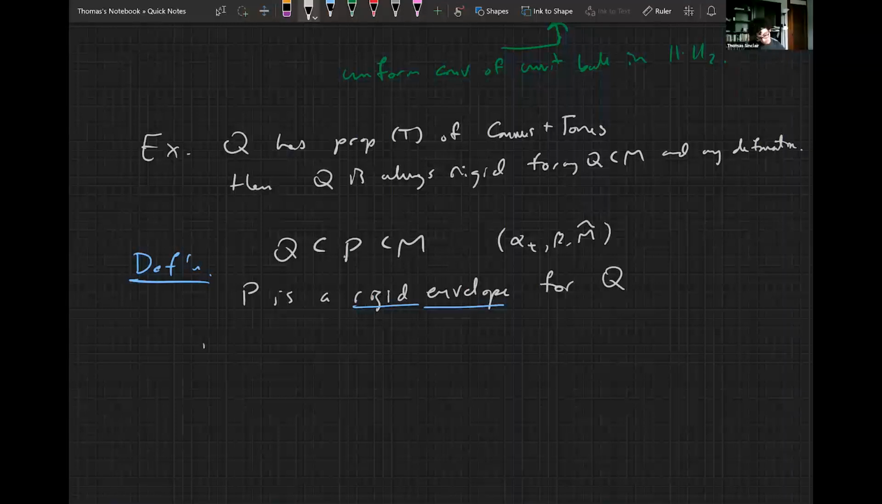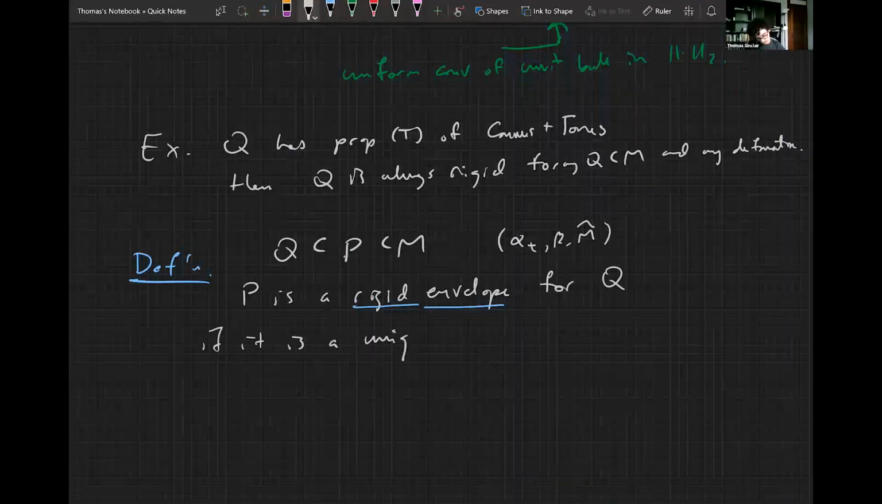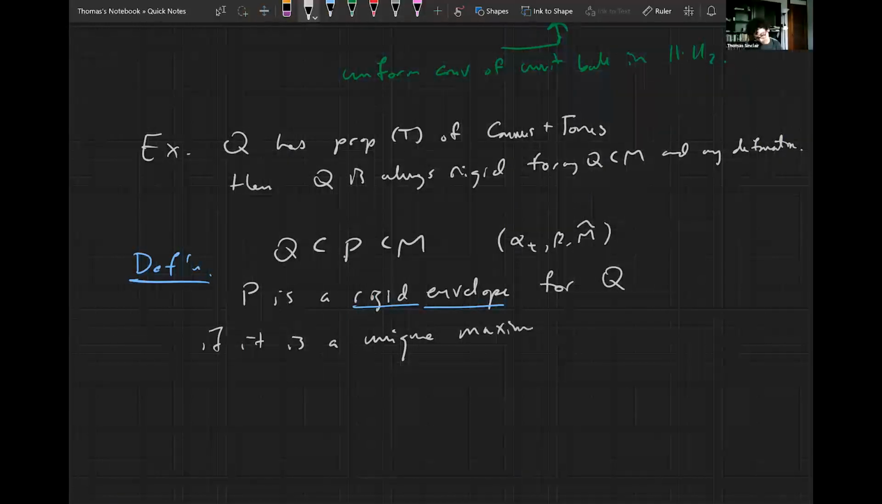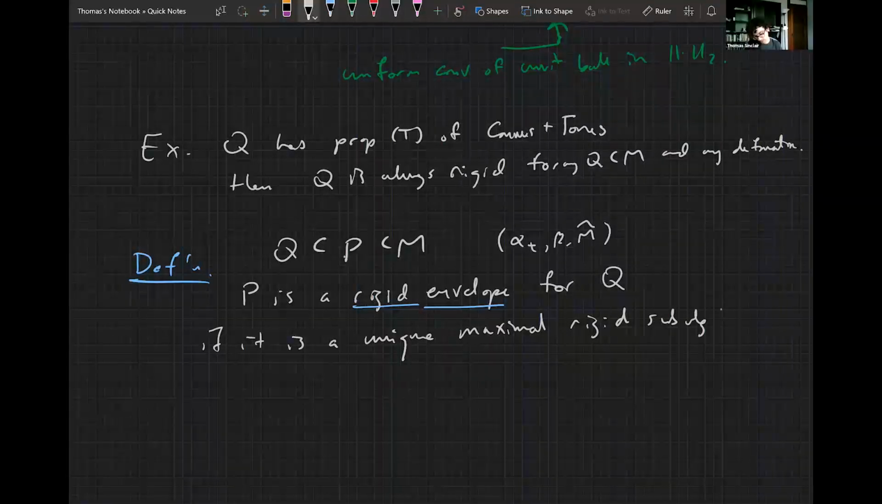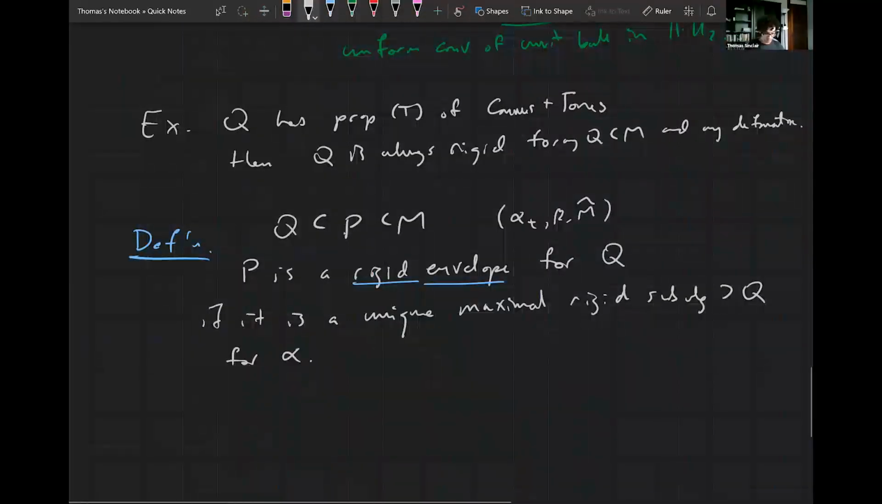Or Q, if it is a unique maximal rigid subalgebra containing Q, or the deformation alpha. So unique and maximal are important here.